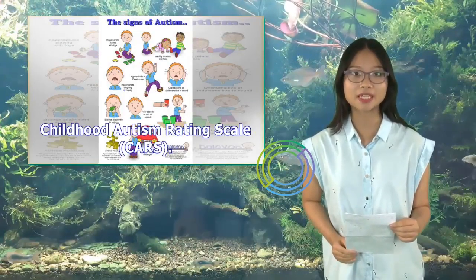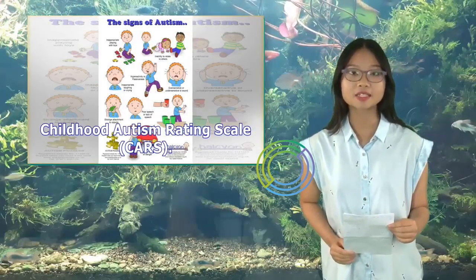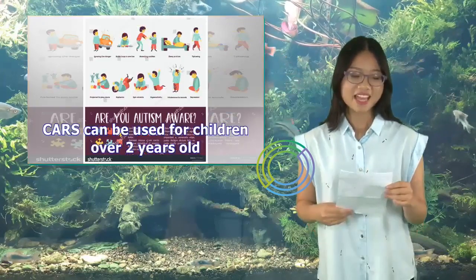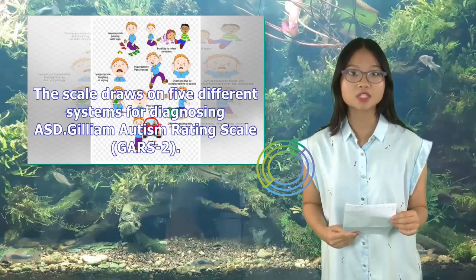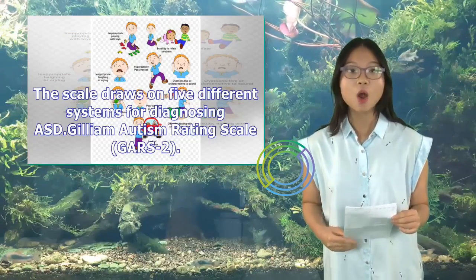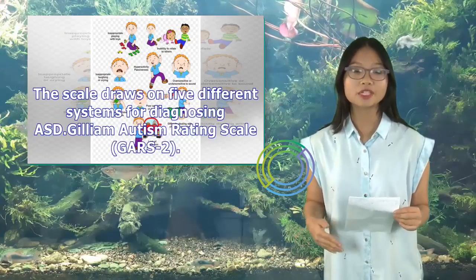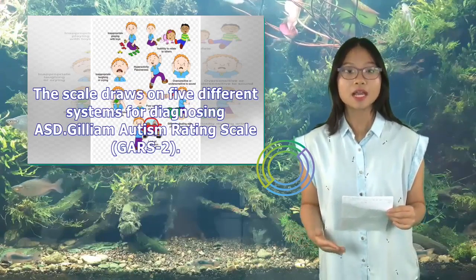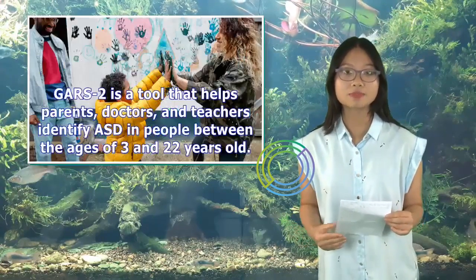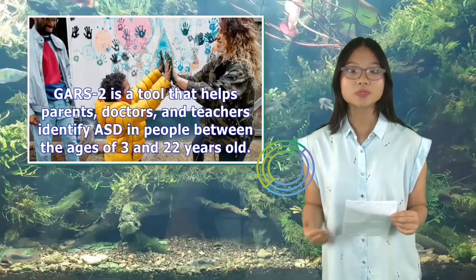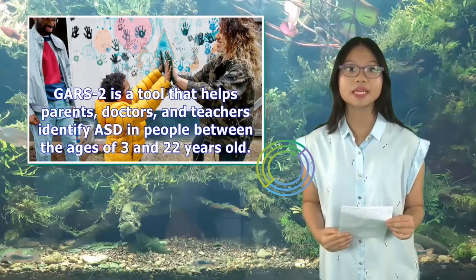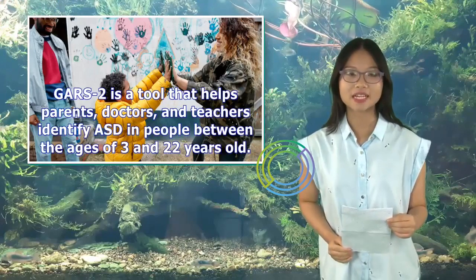Childhood Autism Rating Scale, CARS. CARS can be used for children over 2 years old. The scale draws on 5 different systems for diagnosing ASD. Gilliam Autism Rating Scale, GARS-2. GARS-2 is a tool that helps parents, doctors, and teachers identify ASD in people between the ages of 3 and 22 years old.